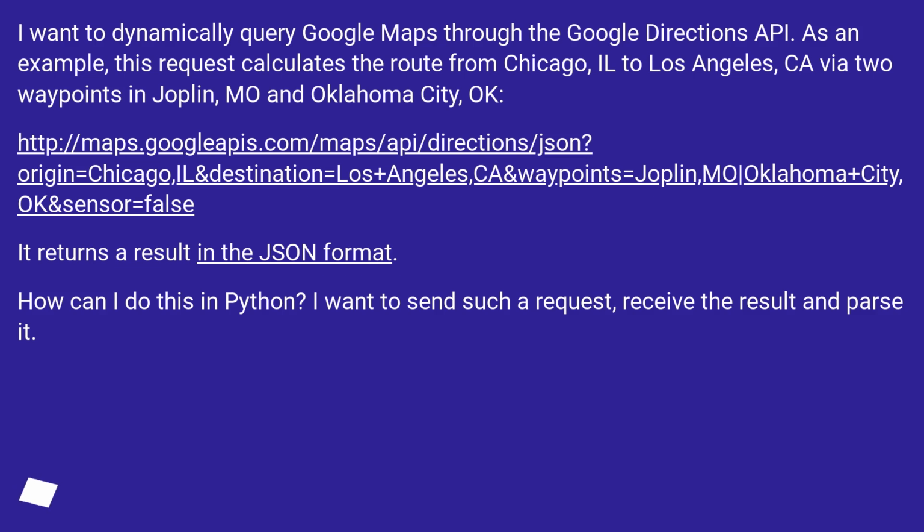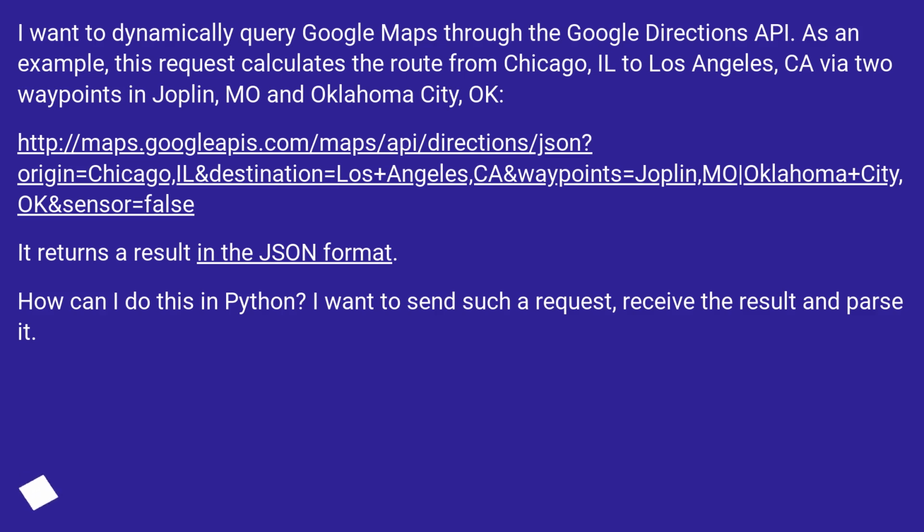As an example, this request calculates the route from Chicago, Illinois to Los Angeles, CA via two waypoints in Joplin, Missouri and Oklahoma City, Oklahoma. This URL returns a result in the JSON format.